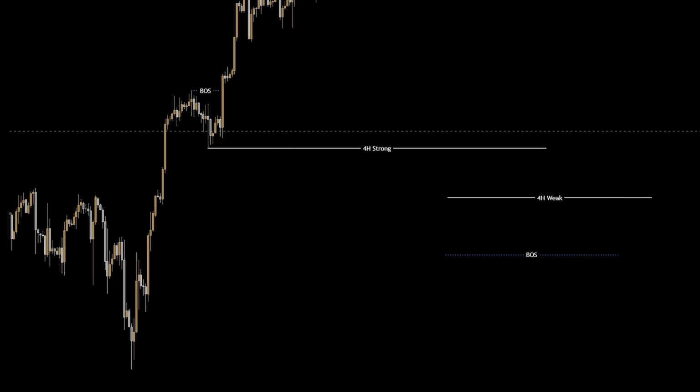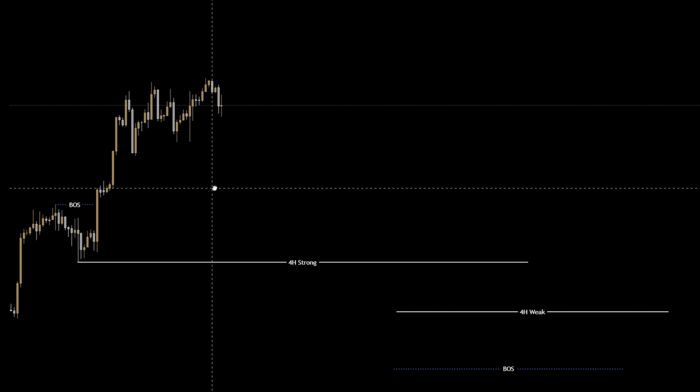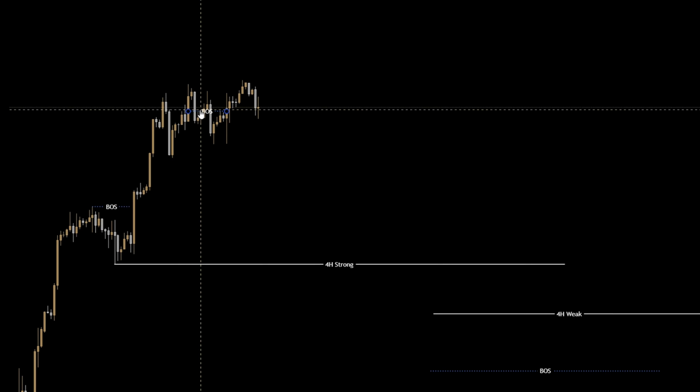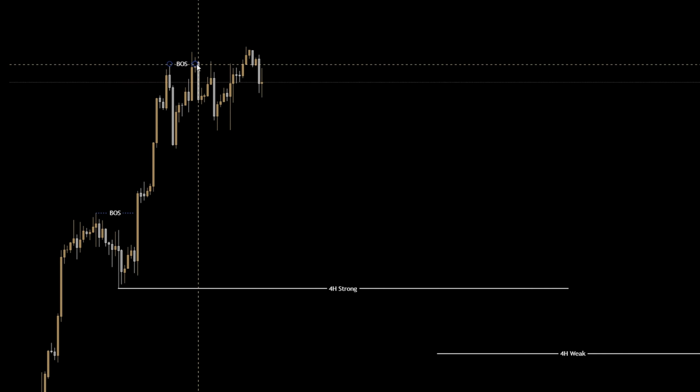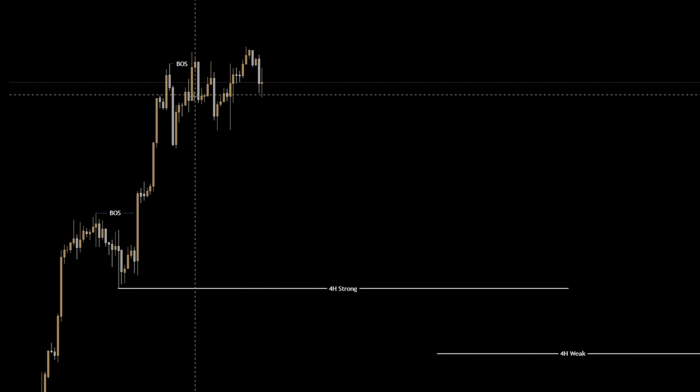Okay, I don't know if you can see that. We do break structure here. I'll map it out and then we can see where it was. Now, it's almost very hard to see, but there we do just break this structure.